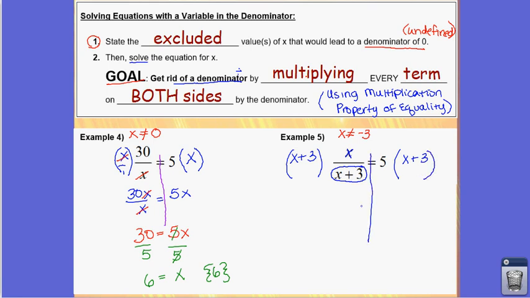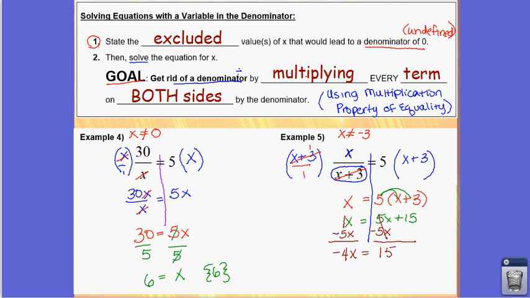Now, x plus 3 divided by itself would give me 1. I'm left with 1x. Remember, the reason we multiply by the denominator is to get rid of it. But now on this side, I still have 5 times x plus 3. Now I must use the distributive property, so x equals 5x plus 15. Next step, subtract 5x from both sides. We want to keep all of our x terms on one side of the equation. I chose the left side. So if I have 1x minus 5x, I end up with negative 4x equals 15.